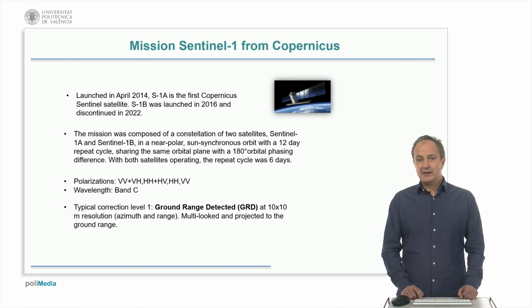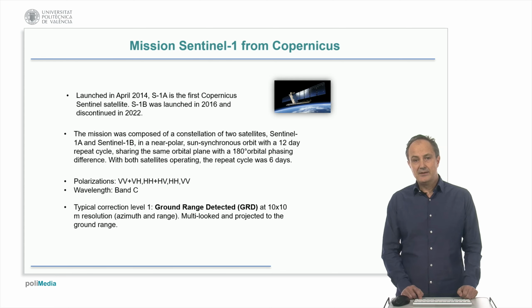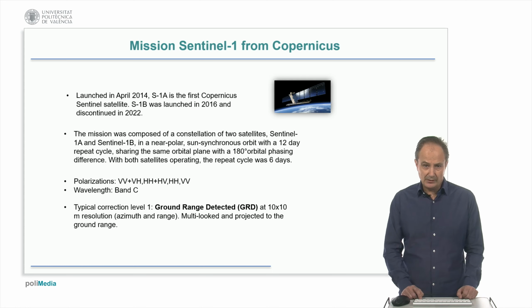The first Sentinel-1 satellite was launched in April 2014, the second in 2016, and discontinued in 2022. The satellites of this Copernicus mission follow asynchronous orbits with 12 days of repeating cycle each, working in band C and providing images with single polarization or dual polarization. One of the most used correction levels is ground range detected, GRD, where images are provided at about 10 meter spatial resolution.